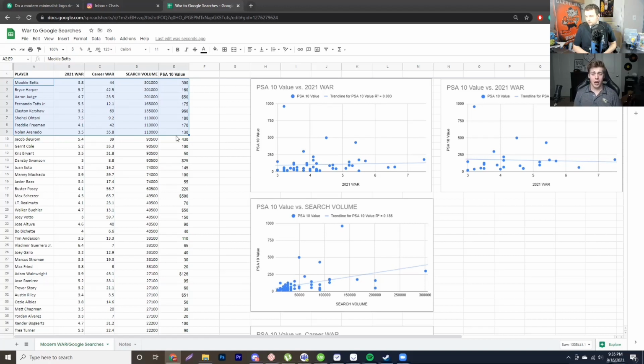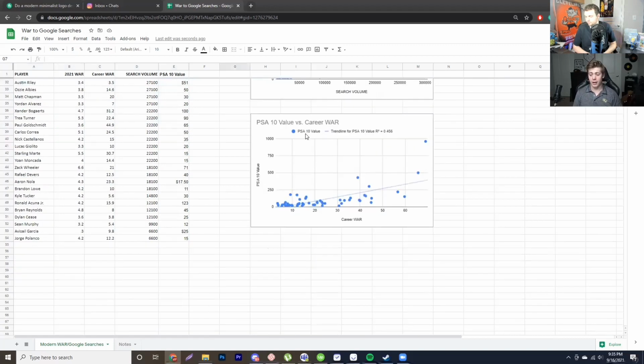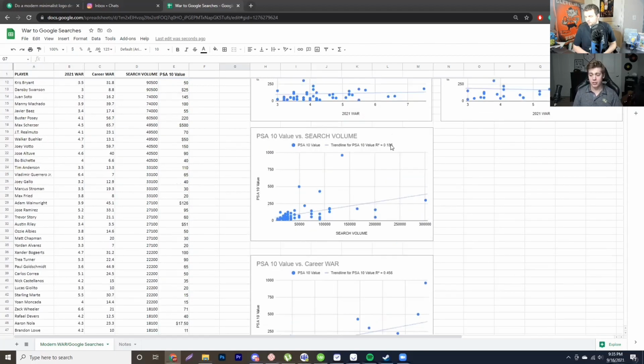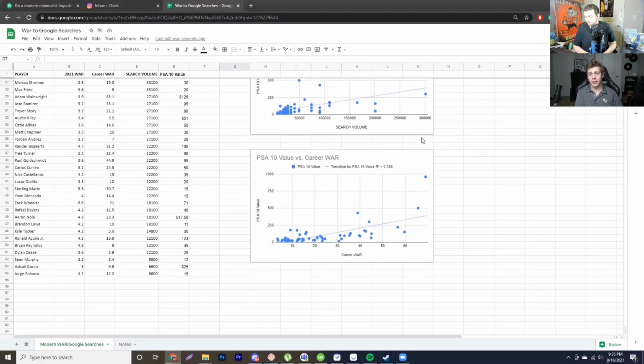So one thing that should impact is past performance. So next stat I computed was career WAR versus the PSA 10 price. And this is where the data started really lining up. So you can see over here, I plotted all the PSA 10 values. I created the trend line and you can see it's a 0.456 for the R squared value. So comparing it to the 0.186 and 0.003, definitely on the right track looking at career WAR.